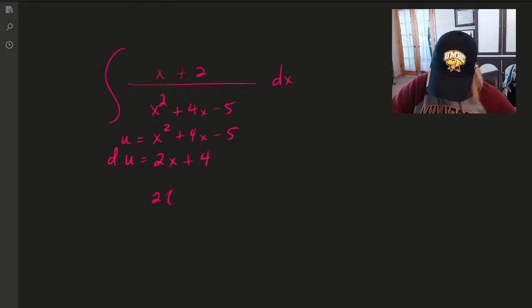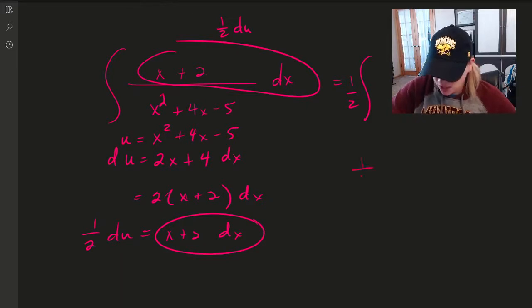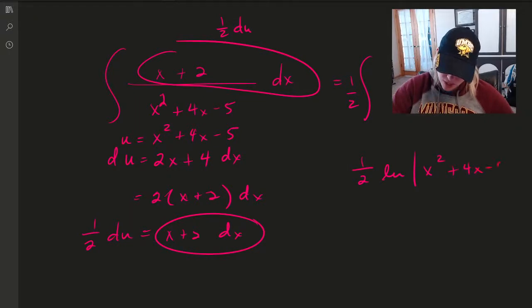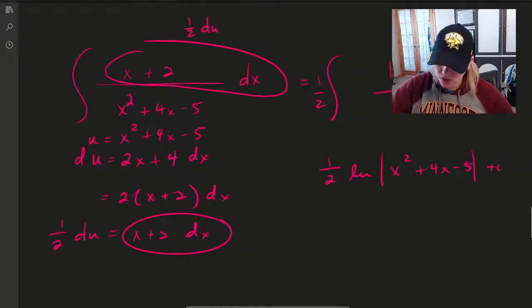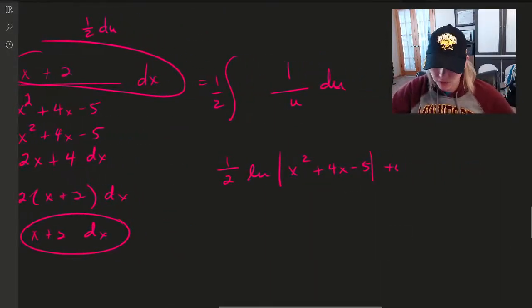Now, we can factor out a 2 and get x plus 2, meaning that we're going to have 1/2 du equals x plus 2 dx. So all of a sudden, there's my 1/2 du. This becomes a different problem. I would have my 1/2 here, du, and my answer would be 1/2 times the natural log of that denominator, x squared plus 4x, plus c, of course, just by changing one simple subtraction to addition. So be careful and mindful about that u sub.